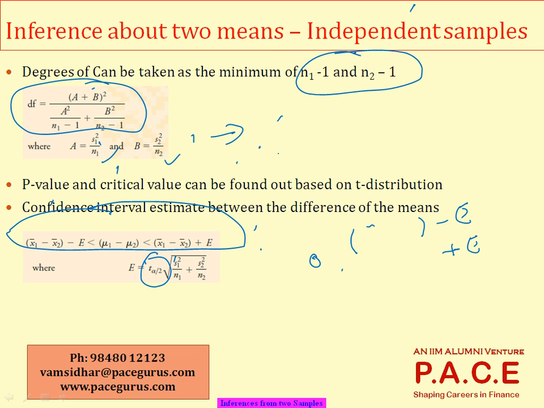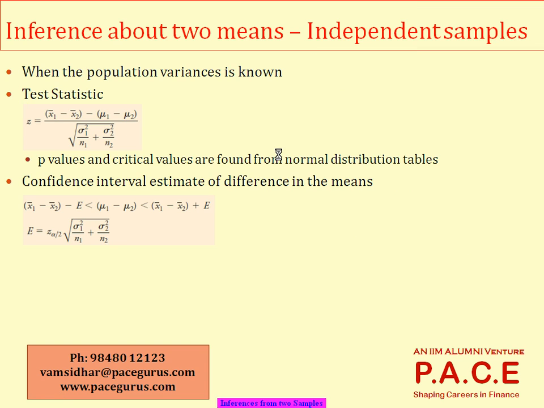If 0 is present within this confidence interval, then I don't have any evidence to say that there is a difference between the means of these two data. So I may have to go with there is no difference between the two sets of data itself. So about the means, if the samples are completely independent, I can use this mechanism of testing.